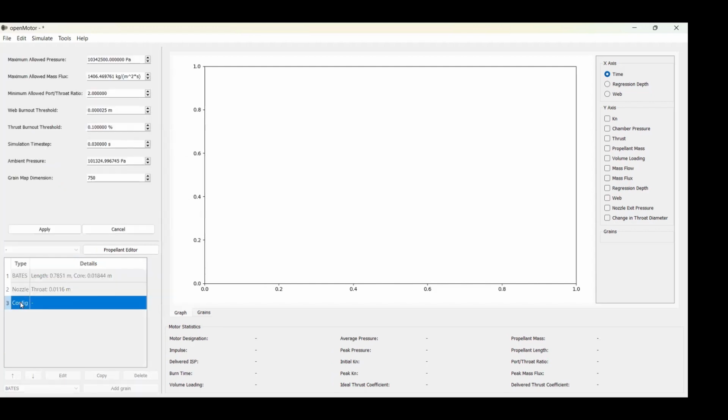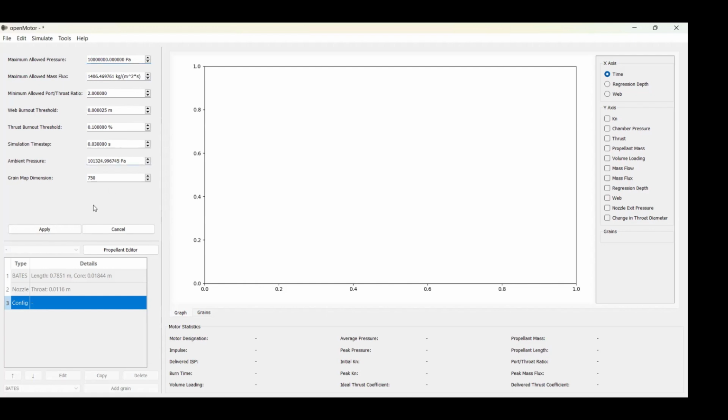For configuration, we're just going to put it as high as possible. We're going to leave this alone, this alone, this alone, and this alone. The time step as well.